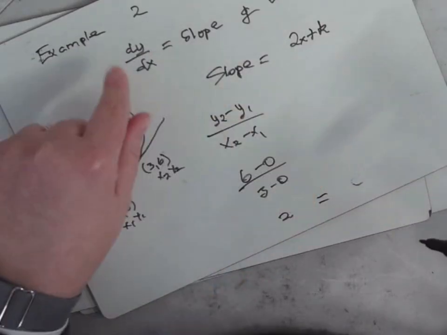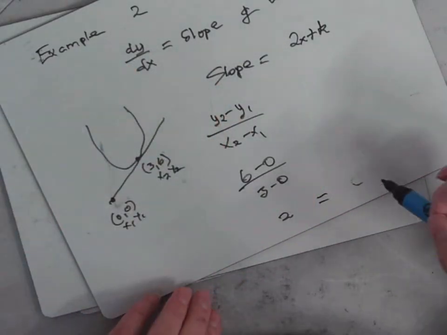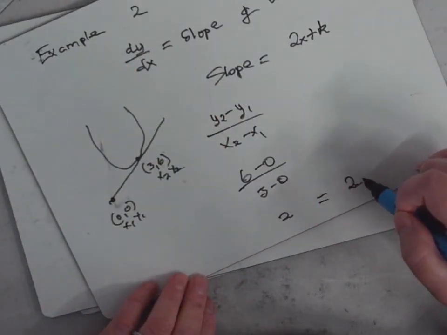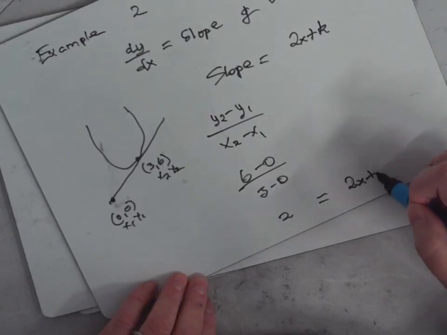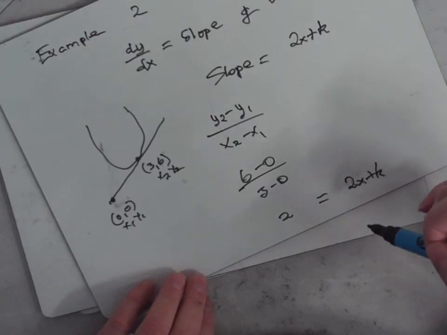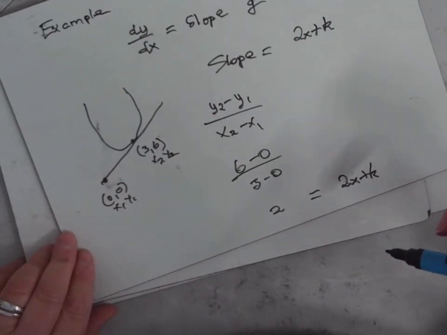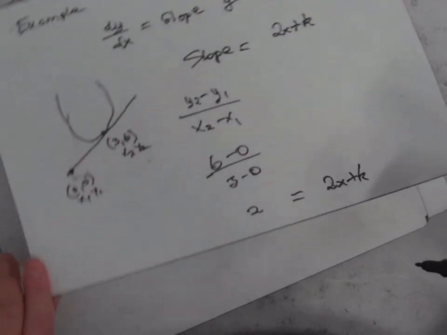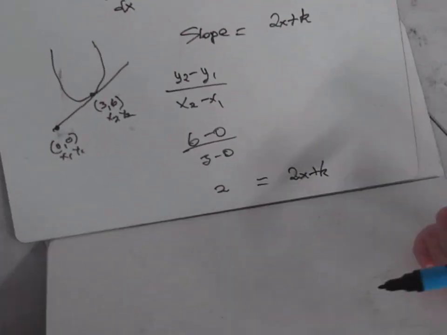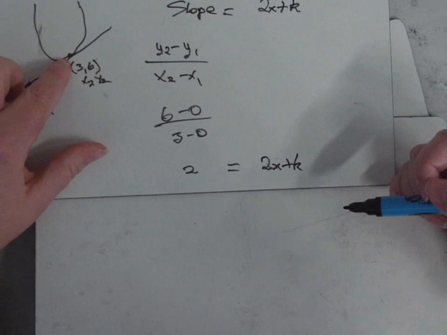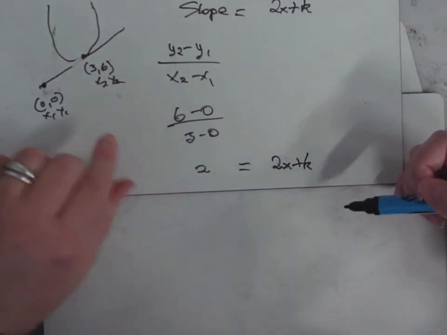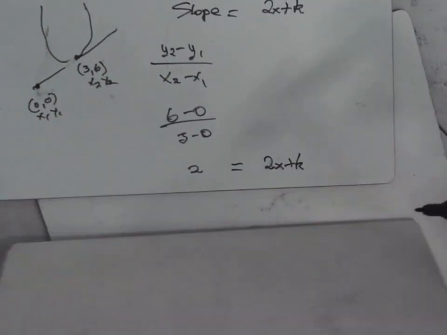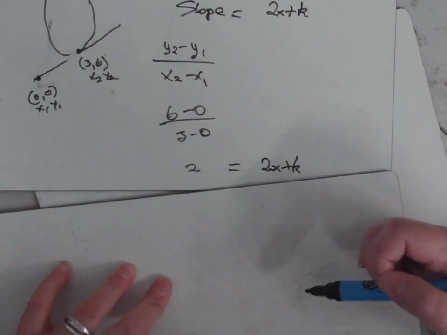But I also know they told me dy dx was 2x plus k. So I also know that 2x plus k is also the slope. Agreed? But I know x at the point. It's the point 3, 6. It's the slope of the tangent at the point 3, 6. So what can I do?